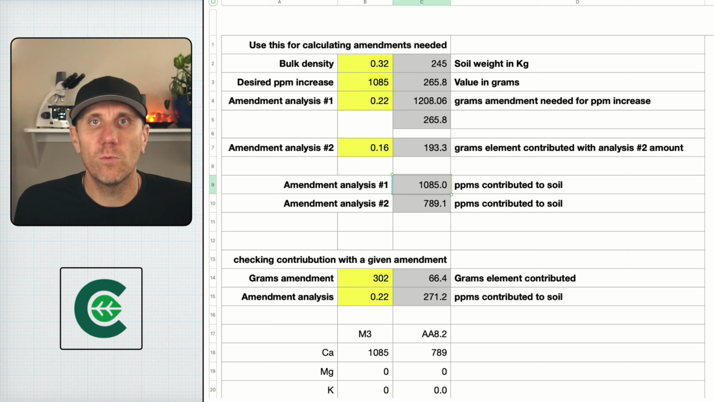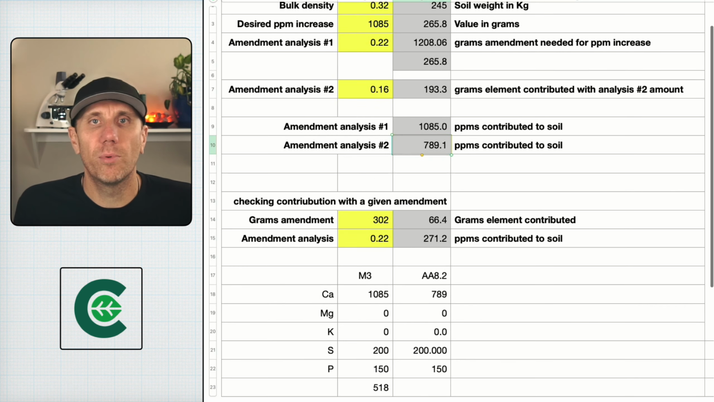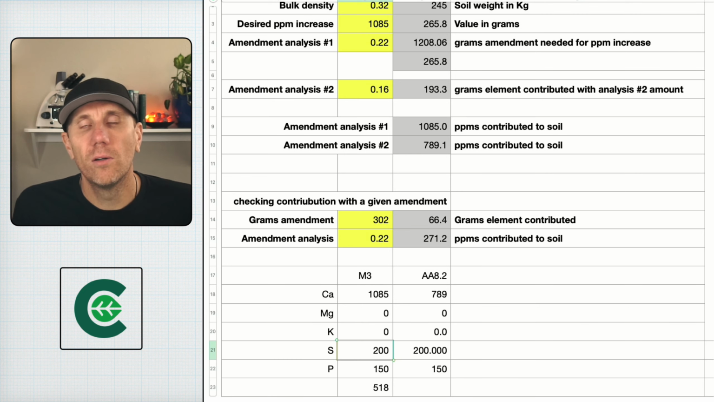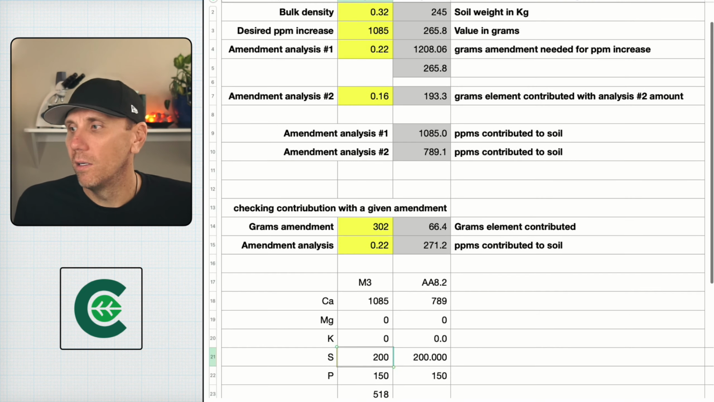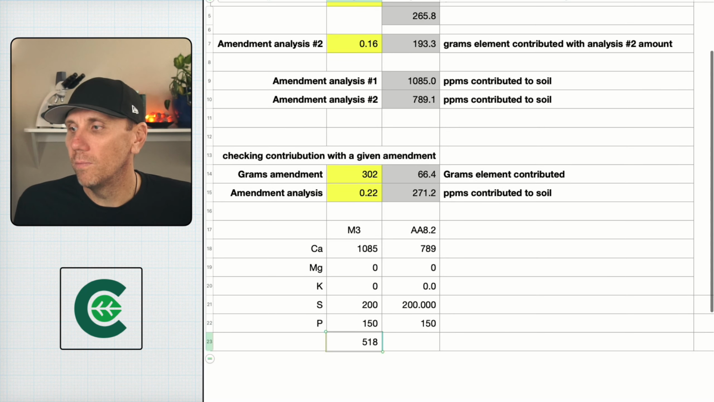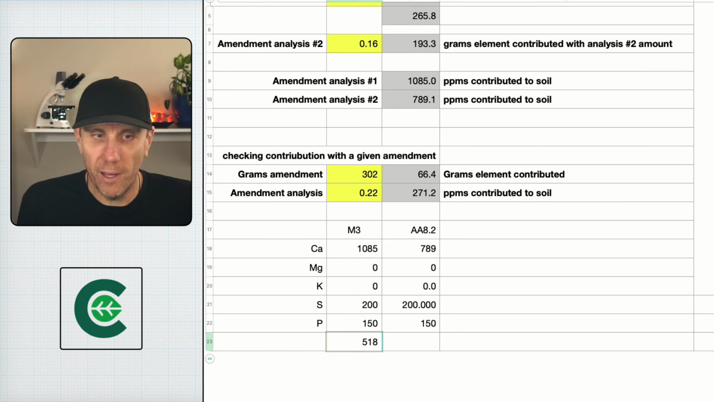But if you look down here, this is where the ppm contribution of the given element is reported. And so for calcium, we're going to get 1,085, which is what we want, but we're getting darn near 800 parts per million of sulfur, which is just way too much. So we're not going to be able to do that. If we're trying to keep sulfur below 200 parts per million and we're contributing roughly 800, we can divide that by 4. So if we do 1085 divided by 4, that gives us 271.